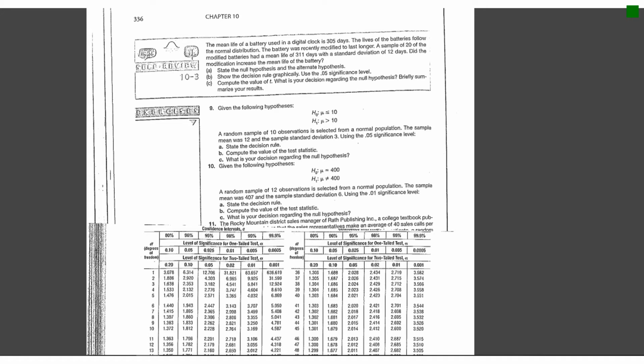Okay, so for this illustration, I am doing number 9 from your textbook, and they go ahead and give you the note on the alternate. So guys, this is going to be a sigma unknown scenario because they do not give you sigma, they give you the sample standard deviation.